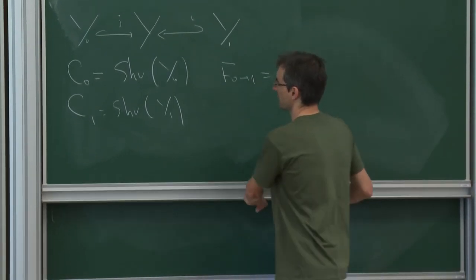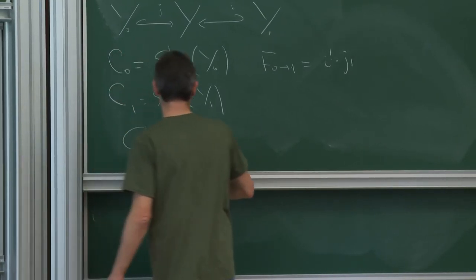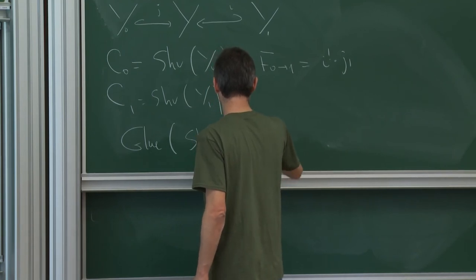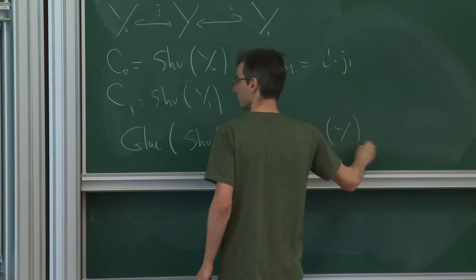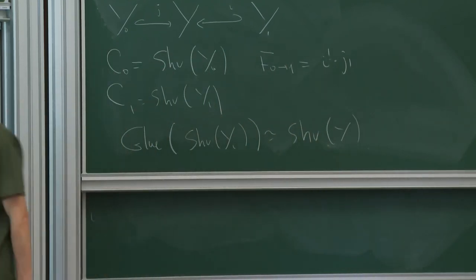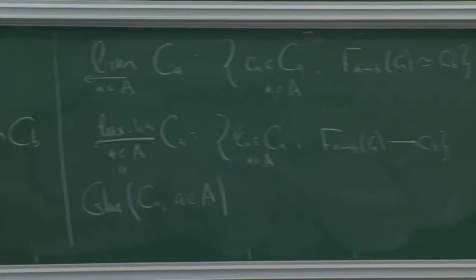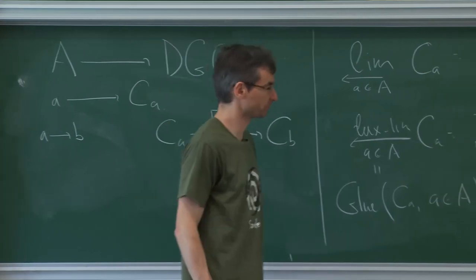Then I claim that this glue of the sheaves on Y_i will be sheaves on Y itself. All I'm saying is that the sheaves on Y are glued in precisely this sense from sheaves on the strata. It's not a limit, it's the lax limit.